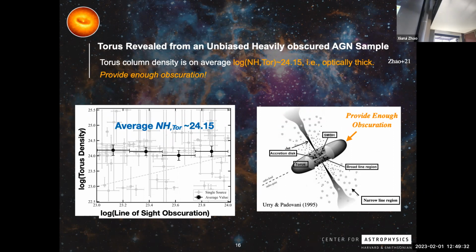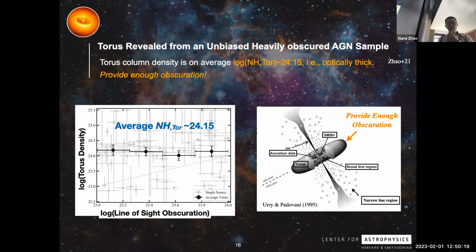By comparing the line of sight column density and also the torus column density, as in this figure, we can know different information. For example, in this figure, the green dots are the single source results, and the black dots are the average numbers in different line of sight column density bins. And you can clearly see that the torus column density is on average about 10 to the 24.15, which if we convert it to the optical depth is optically thick if we assume the Thomson scattering cross section.